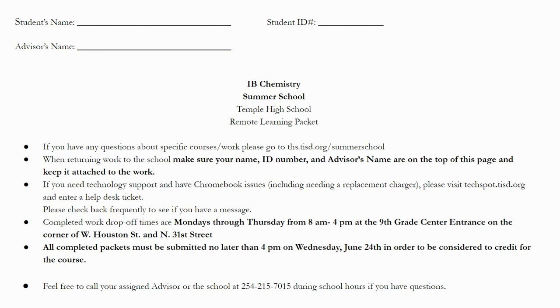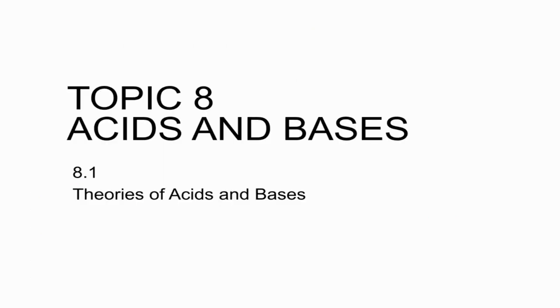So the way I've designed this summer school packet is around the 3 chapters that we did while we were in remote learning. So it's topic 8, acids and bases, topic 9, oxidation reduction, and topic 10, organic chemistry. For each section, I want you to do the following. First, go through the slideshow.